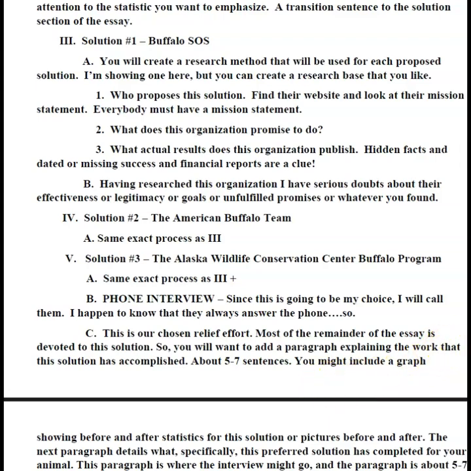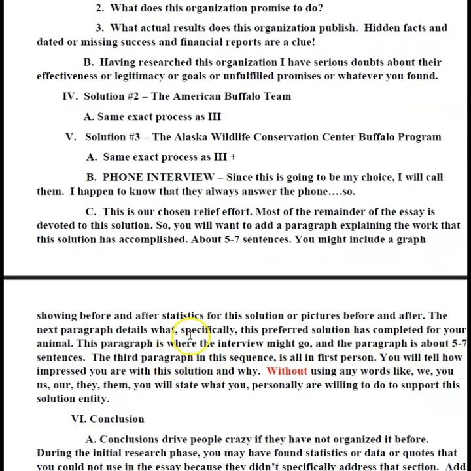Next, you could include a graph showing before and after statistics for this solution, or pictures before and after. Let's say we're going to support a zoo project, and we have a picture of what that part of the zoo looked like before this idea that they have, and then we have a picture of what it looks like after. The after picture shows that they're making some progress. They could use some help, but they're making some progress. So that's what I mean about this second part, where you include graphs and charts that show how they are effective.